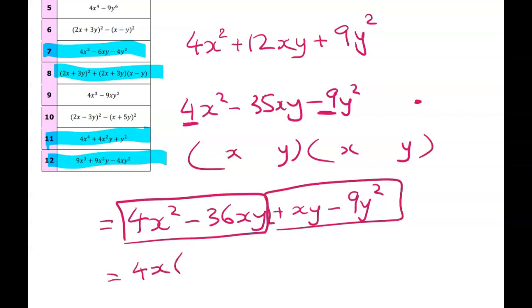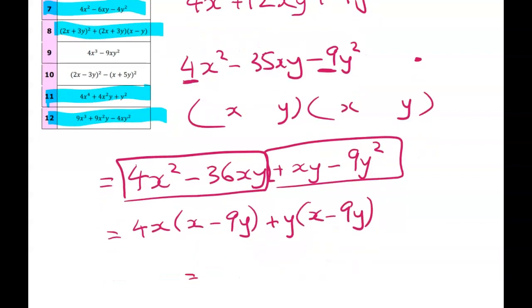So here we have 4x into x minus 9y. And for the second part of the factorising, we have plus y into x minus 9y. And that gives me my final answer, 4x plus y times x minus 9y. Okay, four left to do.